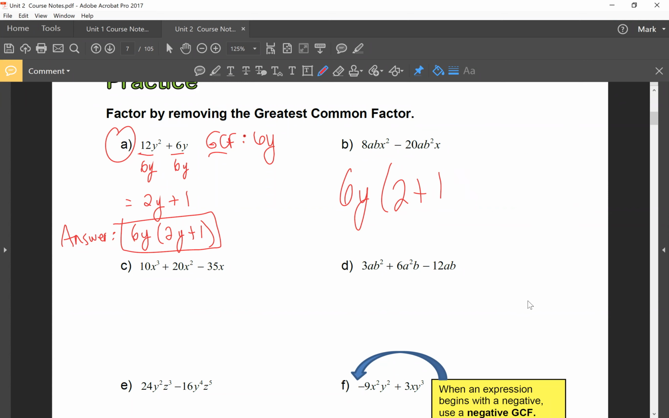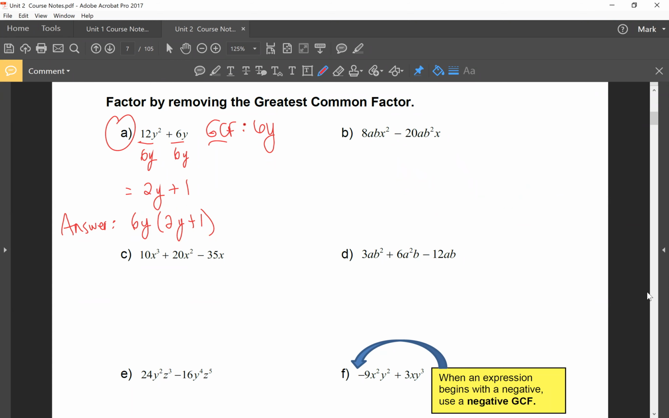Okay, so I'm getting a lot of messages in the chat that people are solving question B and D. So I just want to show you C, and then I want you guys to try these. Okay, for question C, GCF. 10, 20, and 35. I think the biggest number I can take away from those is 5. I don't think I can take anything bigger. What about the x's? I can only take away 1 of those x's because the last term only has 1 x. So I'm going to divide each of these terms by 5x.